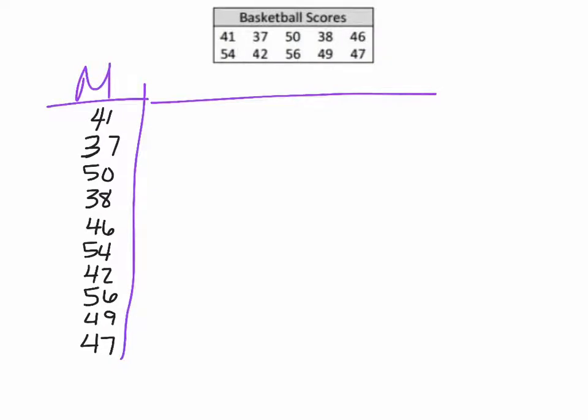I'm good to go. Now, to find the mean, I have to add up all the numbers and divide by how many there are. So I need to add up all of these. And if I add up all of these, I'm going to get 460. Now, I have 460, but what do I have to do? I have to divide by how many there are.